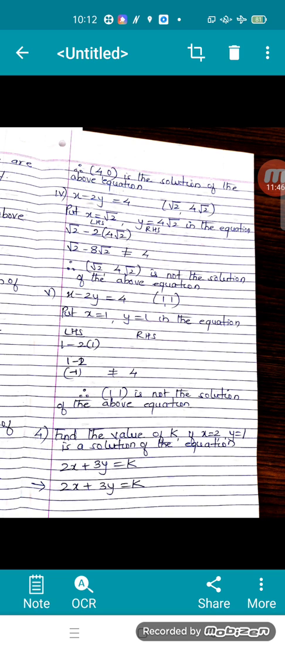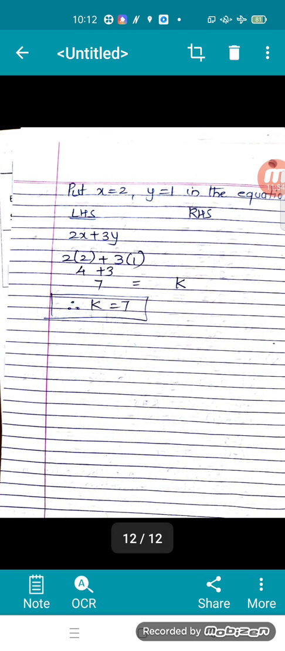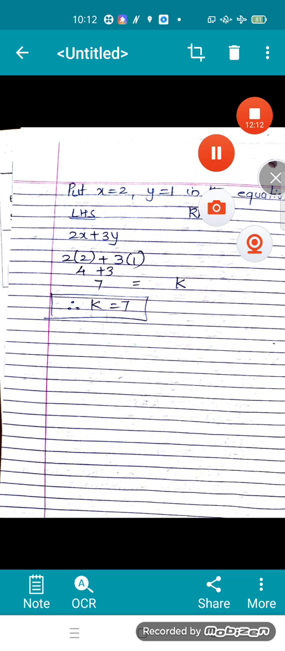Now the last question is find the value of k. The values are given, x equal to 2, y is equal to 1 in the equation. So let us put the values. x equal to 2, y is equal to 1 in the equation. LHS, what are you getting in the LHS? 2x plus 3y, 2 into 2 plus 3 into 1. So 4 plus 3, so 7 is equal to k. So k is 7. So please write down in the notebook all the answers.